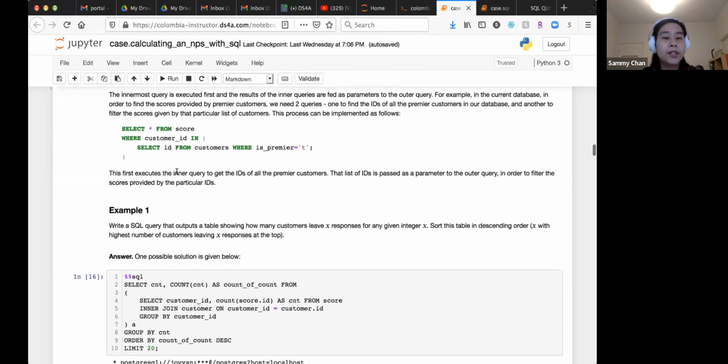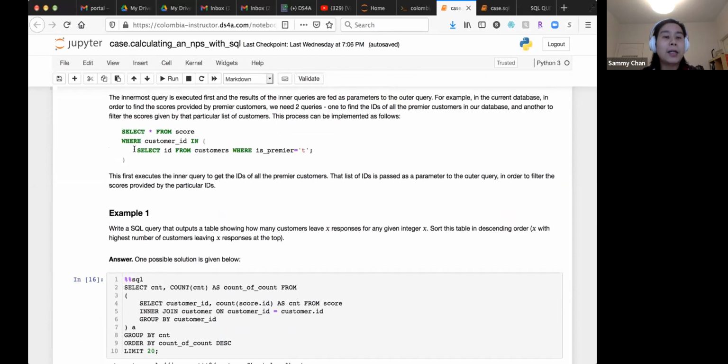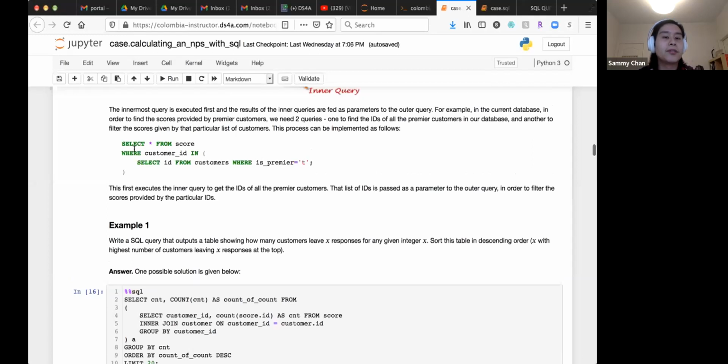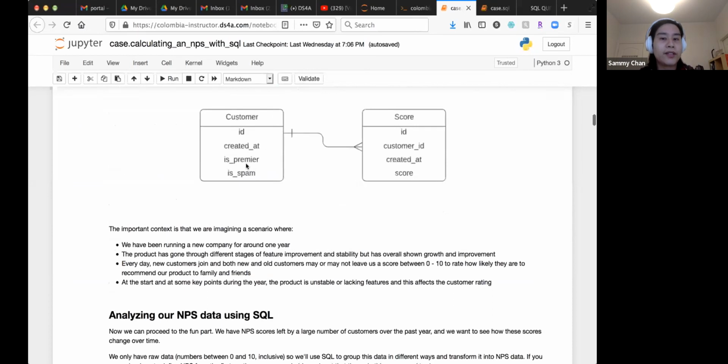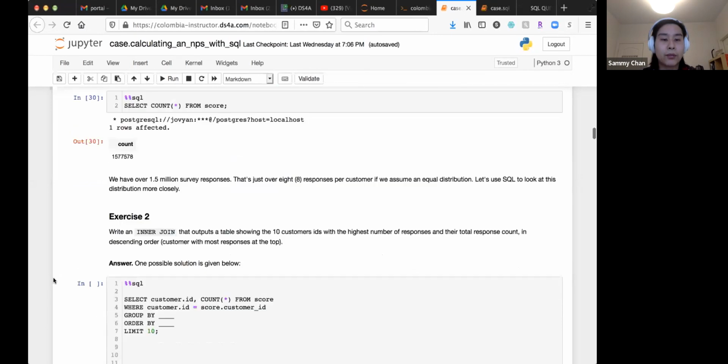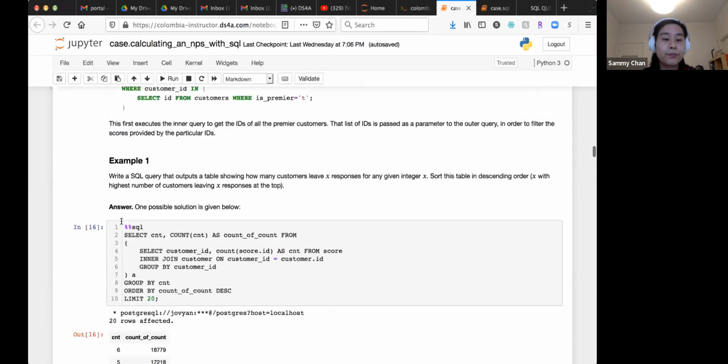Okay, so it will first execute and produce a virtual table. You can imagine it as a virtual table with all the premier customers selected as a subset of the customer table. Then it selects all the scores, matches all the customer IDs with the virtual premier customer table, and outputs what we want for the score.